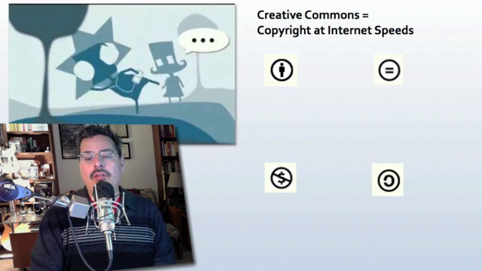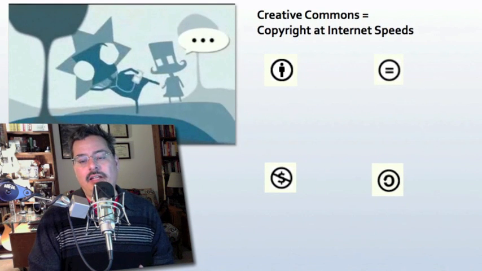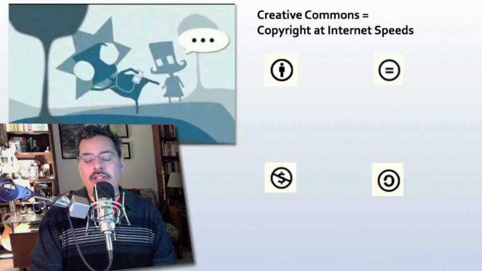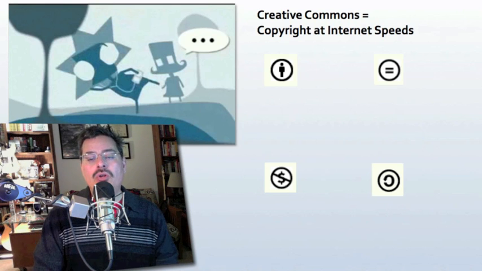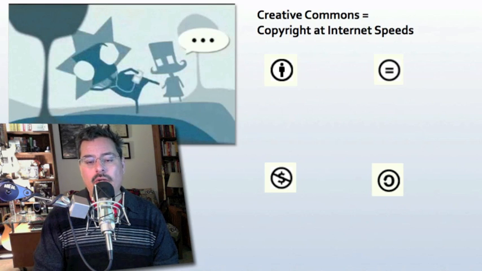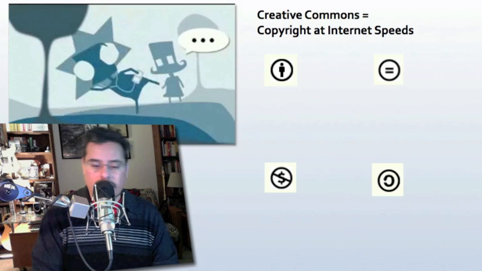Now, what Creative Commons is, again, isn't a releasing of one's rights as a content creator or copyright holder. Basically it's copyright at internet speeds, so that when you encounter media on the internet licensed with Creative Commons, you know immediately how you might reuse the work without having to go through the process of contacting lawyers and playing phone tag.